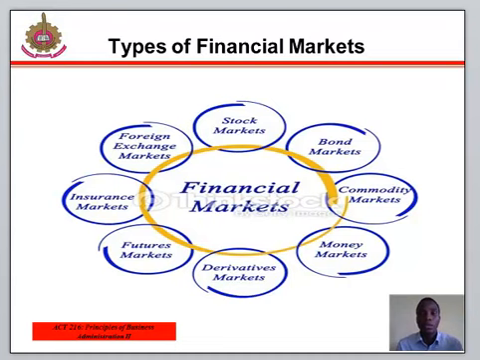Insurance markets. Insurance markets are markets that facilitate the redistribution of various risks, while foreign exchange markets are markets that facilitate the trading of foreign exchange.